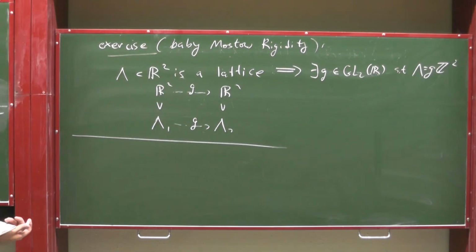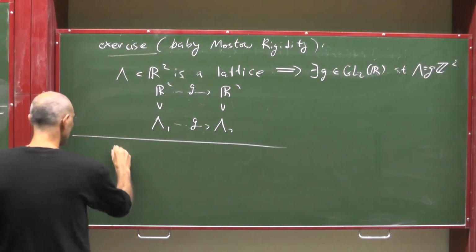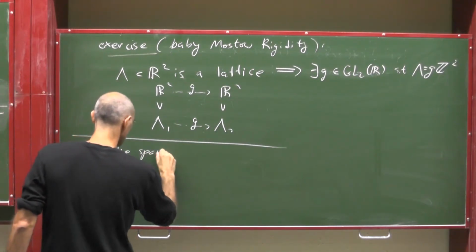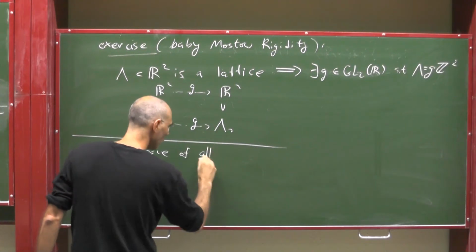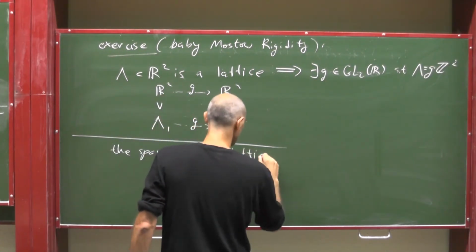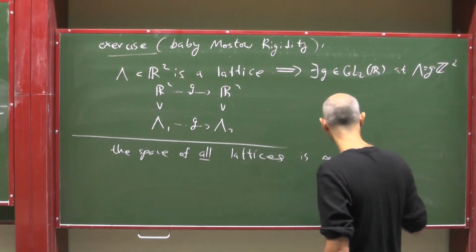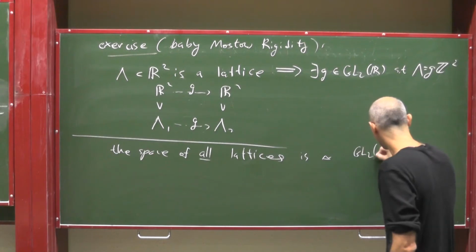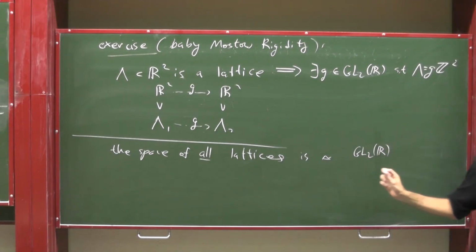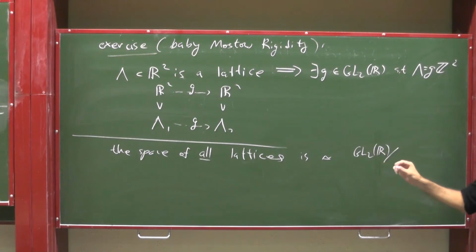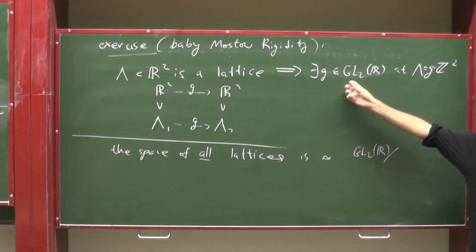So this is easy to do, but now let me discuss the space of lattices, of all lattices. This is not yet the space I'm interested in. It is isomorphic to GL2R, I just said modulus something. GL2R acts transitively on that space. This is the content of that exercise.